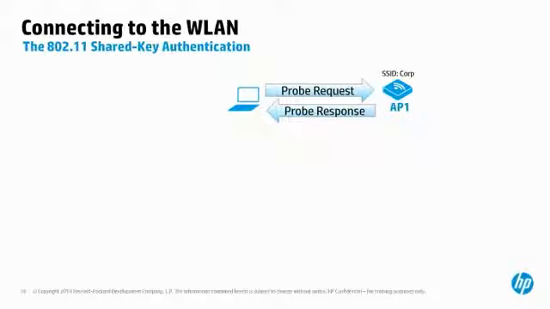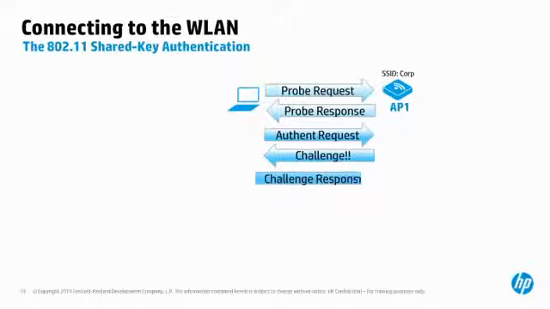Probe request and response, then an authentication request frame is transmitted. This frame contains the station's MAC address and a value indicating shared key authentication. The AP issues a response frame which contains a challenge text, a 128-byte randomly generated data stream. Using the key it should already possess, the station encrypts the challenge text from the AP and sends a challenge response back to the AP.